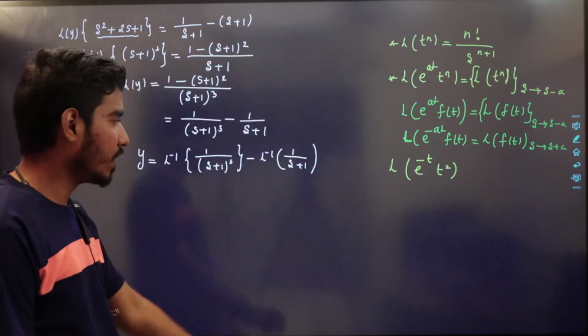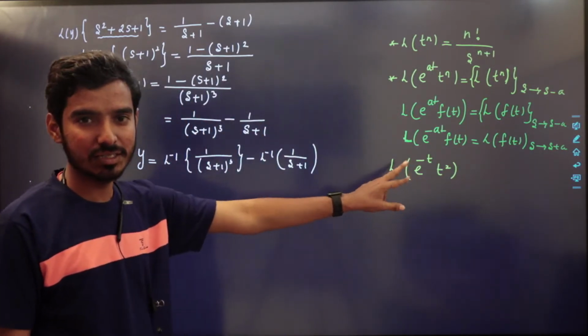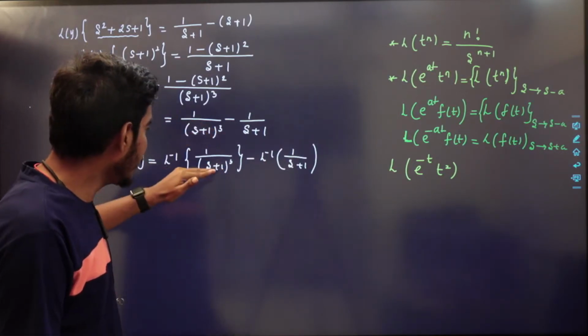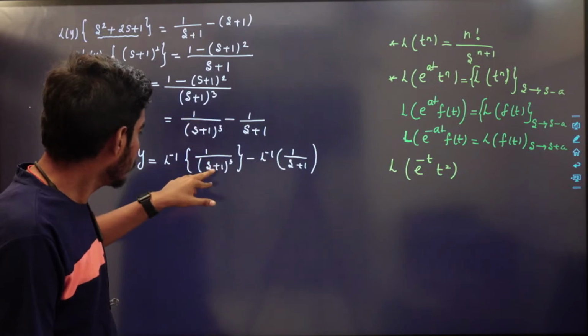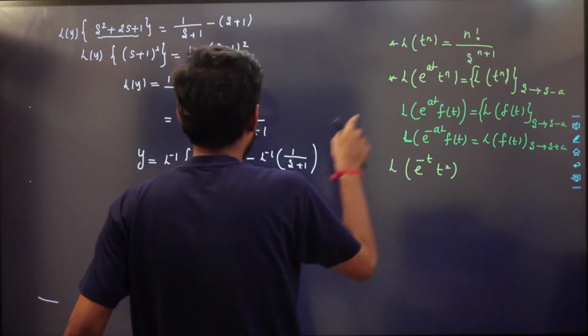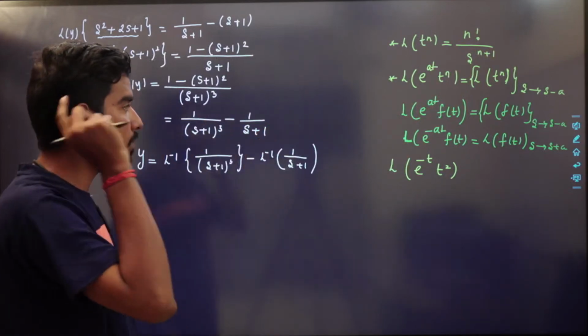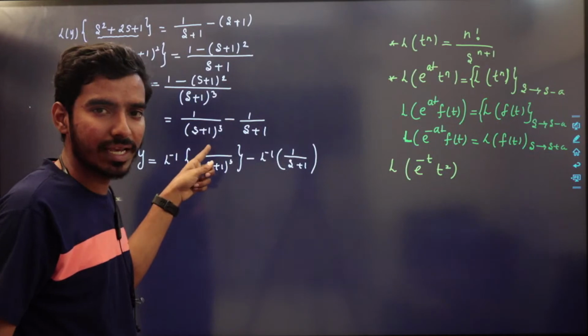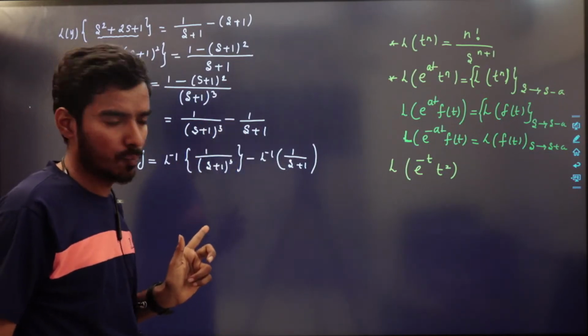Here I'm finding Laplace transform for this. This eventually turns out to be the inverse of this. So if we have 1 by s plus 1 whole cube, it is in the format n factorial by s power n plus 1, where n is 2. But in the numerator, we should have 2 factorial, and we don't have it here. No problem. We'll multiply and divide by 2.